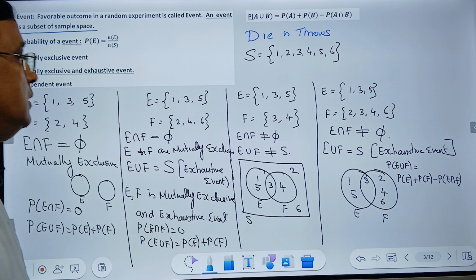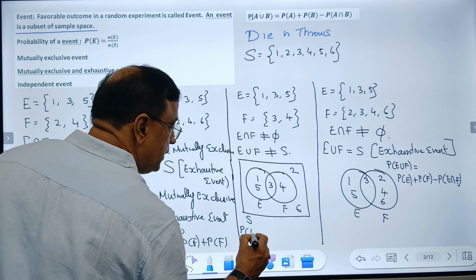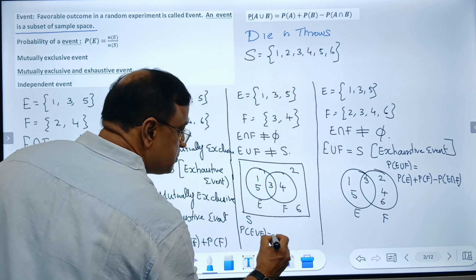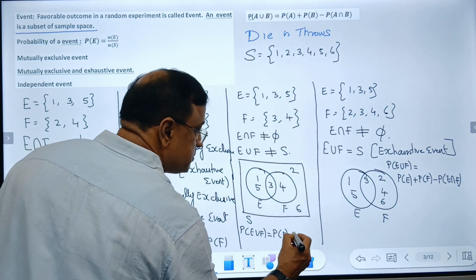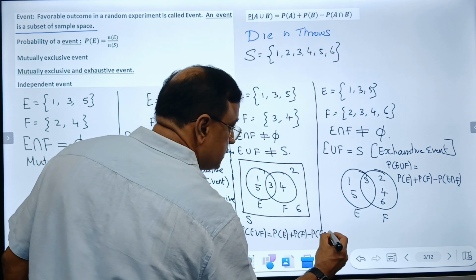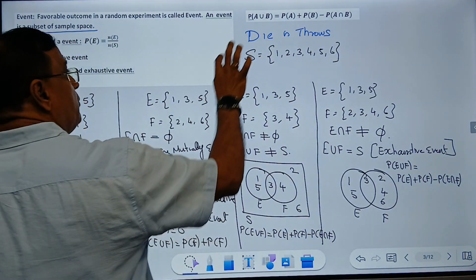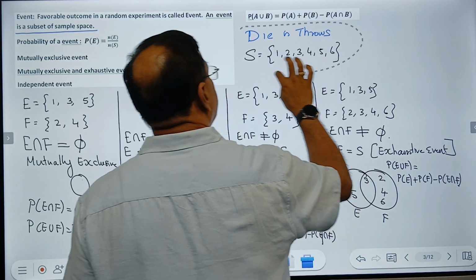Is that clear? So here also I can use this formula, that probability of E union F is probability of E plus probability of F minus probability of E intersection F. This is very, very useful. Now the last part is, I want to talk to you about this independent event.